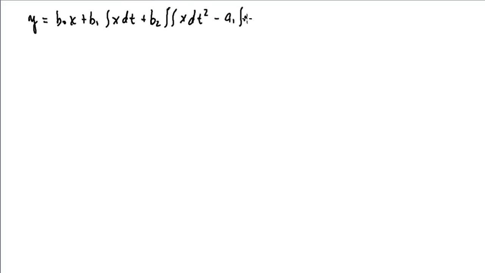Solving this for the output, I'm going to have y is equal to b0x plus b1 times the integral of x plus b2 times the double integral of x, and then minus a1 times the integral of y dt minus a2 times the double integral of y. So now I've got this in a form that I can go directly into a block diagram implementation of this equation and the corresponding system.